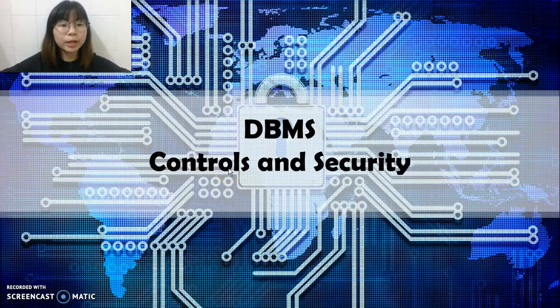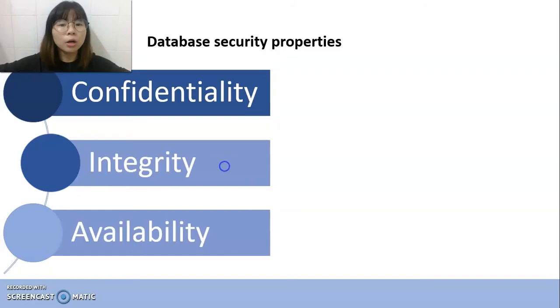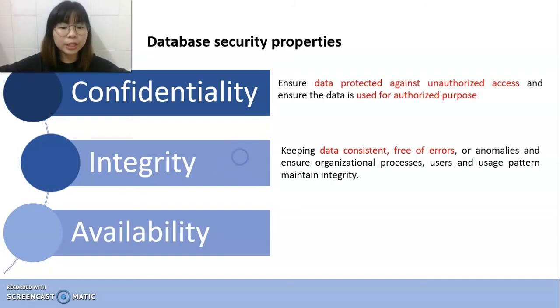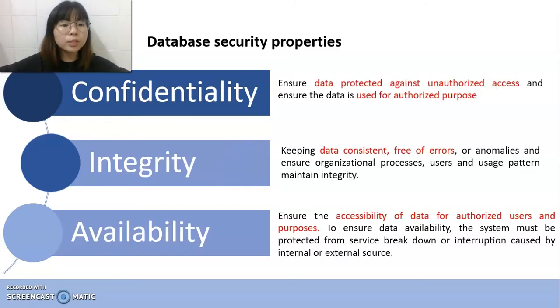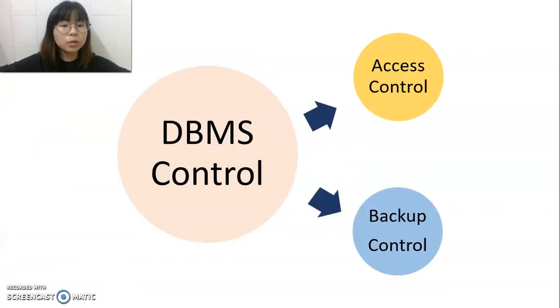Good day. Now we are going to talk about DBMS control and security. So what is database security? Database security refers to a range of tools, controls, and measures designed to establish and preserve database confidentiality, integrity, and availability. Next we will look at the control of DBMS. Control is a process established by our management to provide reasonable assurance that DBMS or IS objectives will be achieved.